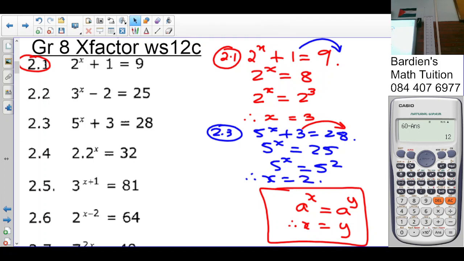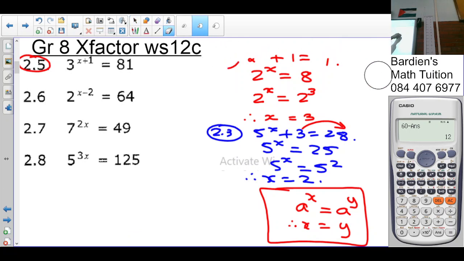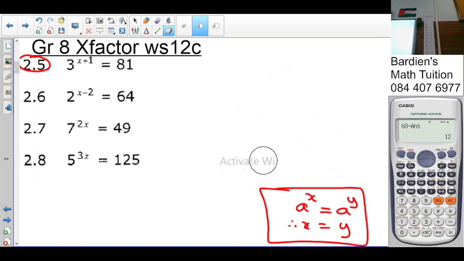Easy. Now number 2.5. What's wrong? 3 to the exponent x plus 1 is equal to 81. Yes? I said 3 to the exponent x plus 1 is equal to 81.